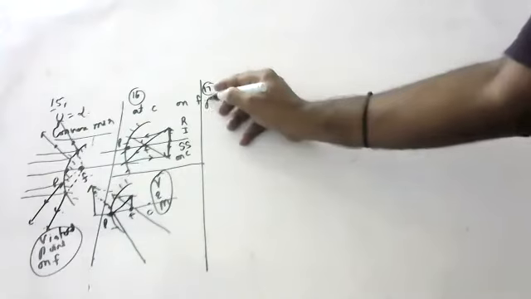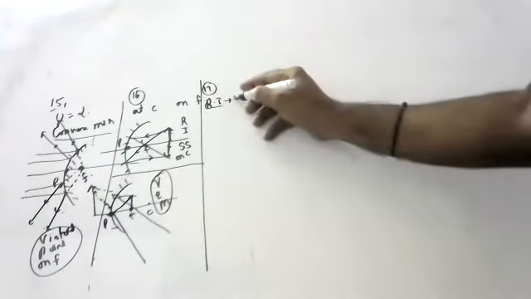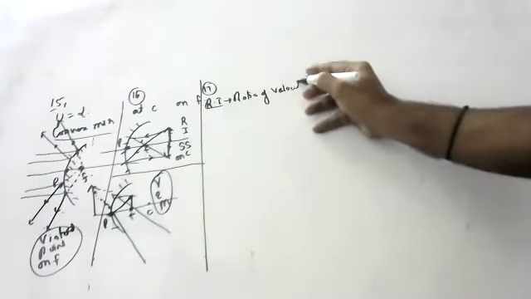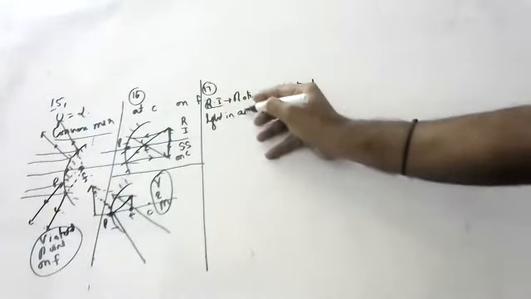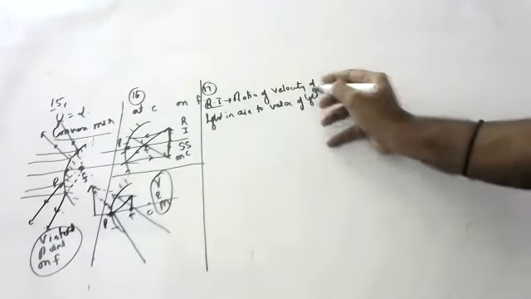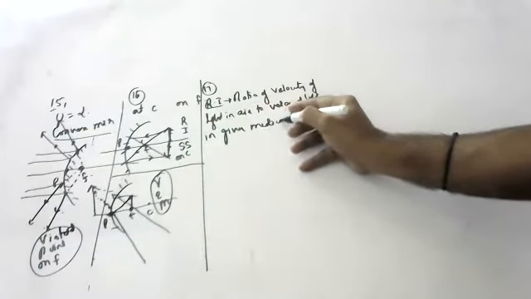Next question, 17th question. Define refractive index of a transparent medium. Which has the highest refractive index, glass or water? What is the definition of refractive index, children? Ratio of velocity of light in air to velocity of light in a given medium. We should write this, children. The definition is very, very important.